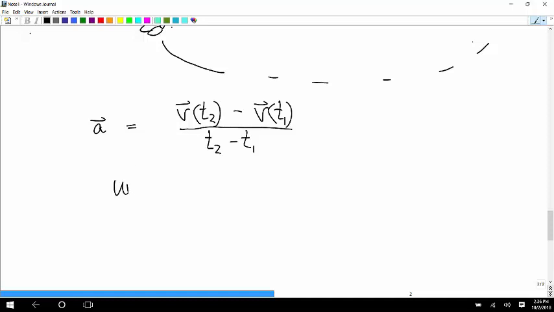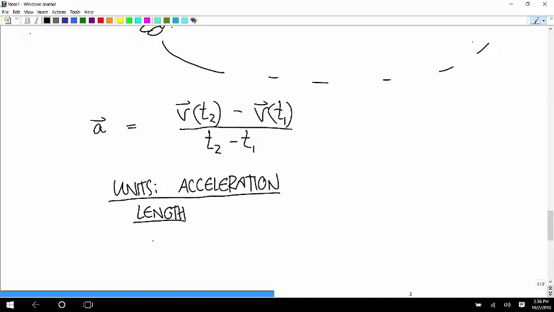The units for acceleration are the same as they were in one dimension. So that's length over time squared. And that means that if you're using SI units, acceleration is meters per second squared.